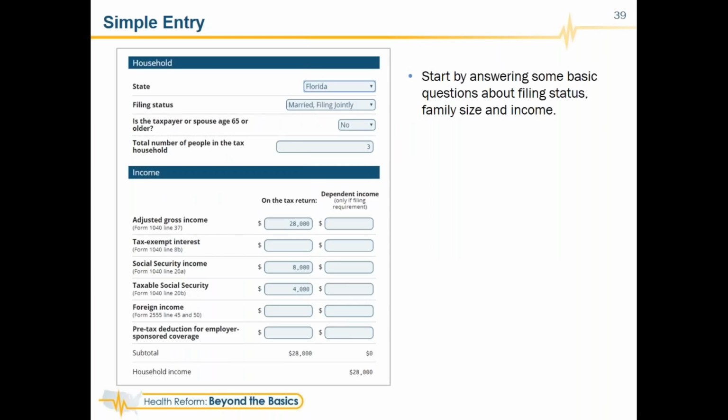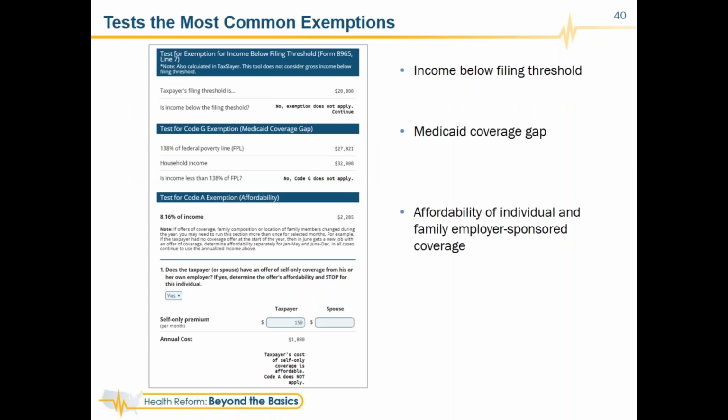So here's a look at the tool. You would start by entering some very basic information about the state you're in, the client's tax filing status, the number of people in the household, and the income. And then we walk through the exemptions one by one. First we start with income below the filing threshold, which most tax software will do automatically. Then, if you indicated that the person is in a state that didn't expand Medicaid, this second piece will pop up, testing for that particular exemption. If you're in a state where this doesn't apply, then that section won't appear for you.